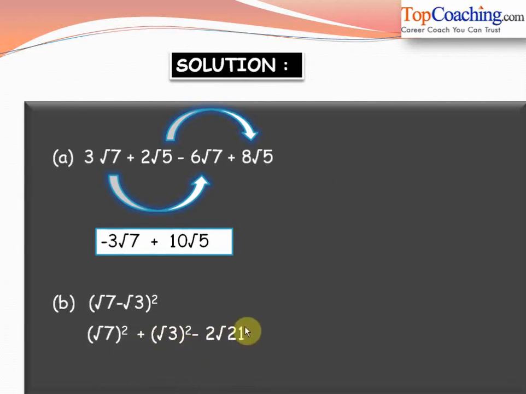Now, under root of 7 into under root of 3 is equal to under root of 21. Therefore, we get this value as minus 2 times under root of 21. Now, this is nothing but equal to 7 and this is nothing but equal to 3. Now, when we further solve them, we get the value as 7 plus 3 minus 2 root 21. Now, 7 plus 3 is equal to 10. Therefore, the answer is 10 minus 2 root 21. Therefore, the value of root 7 minus root 3 whole square is equal to 10 minus 2 root 21. Thus, we have solved this problem.